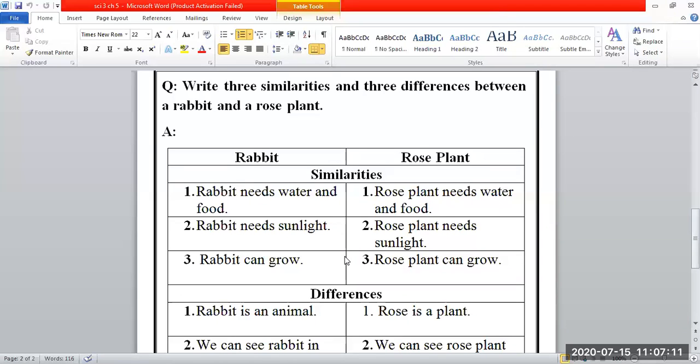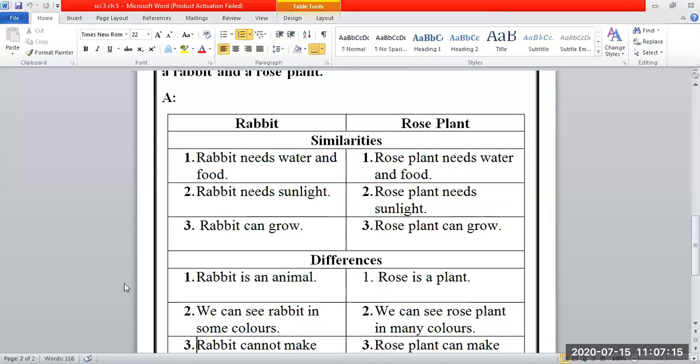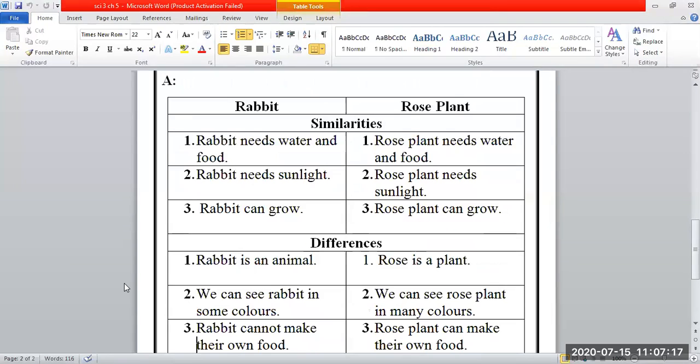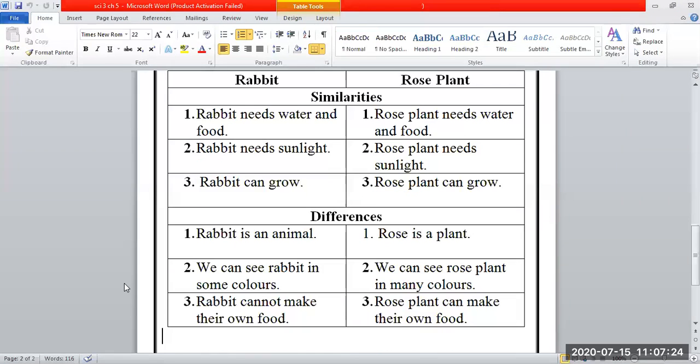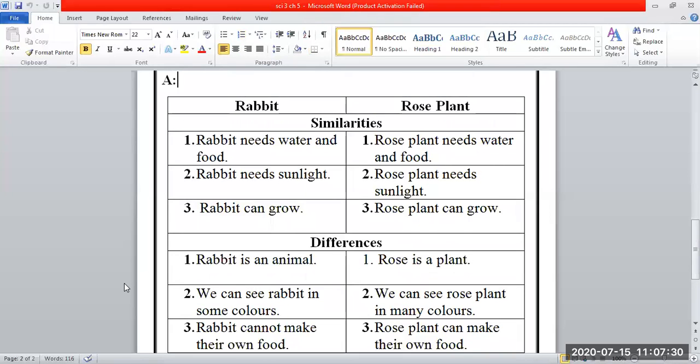So next, moving forward to the differences. Students, I hope everyone has written the question. So I am moving first page upward. Here the answer is visible on your screen. Yes, here is a complete answer.